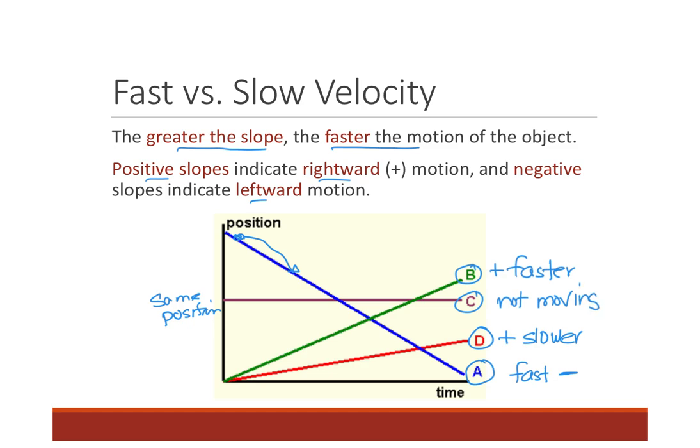So time is still passing. The object was here at 1 second. It's still here at another second. It's staying at the same spot. So it is not moving. It is at rest. It is stationary. That's what a horizontal line means in a position time graph.